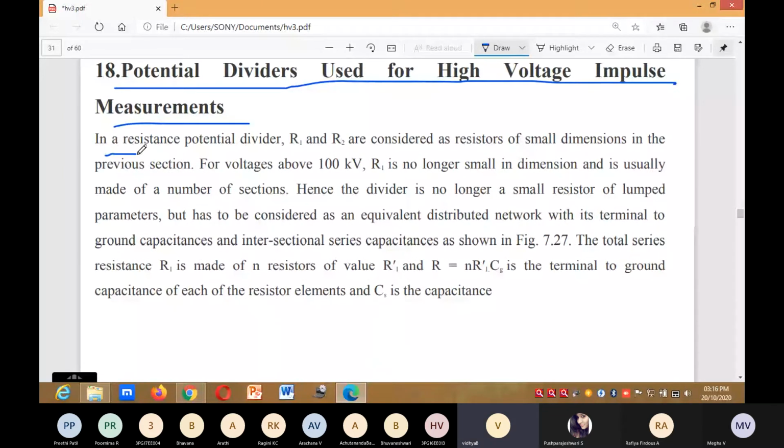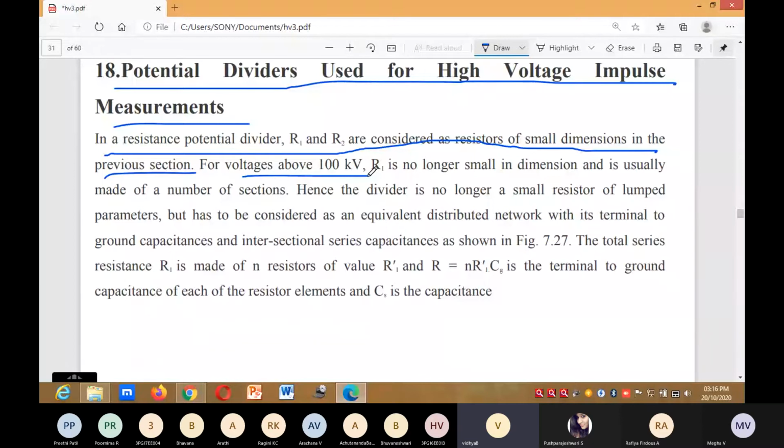In a resistance potential divider, R1 and R2 are considered as resistors of small dimension in the previous section. For voltages above 100 kV, R1 is no longer small in dimension and it is usually made of a number of sections. Hence, the divider is no longer a small resistor of lumped parameters.